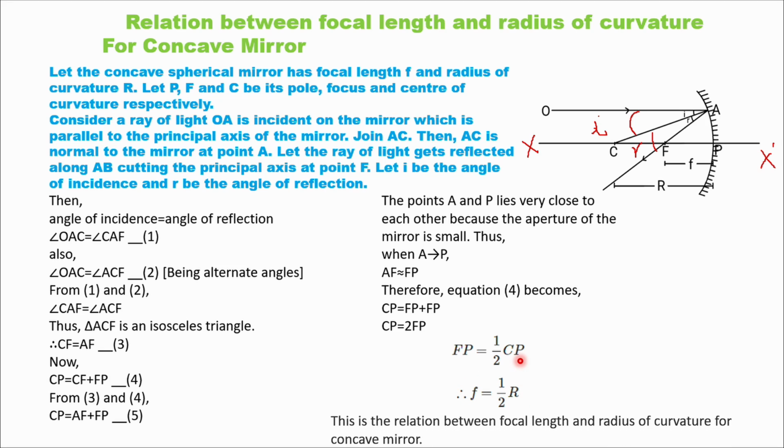So this is the relation between focal length and radius of curvature for a concave mirror. Sometimes in the examination they may ask you to derive the equation f equal to R by 2 or R equal to 2f. This is your proof.